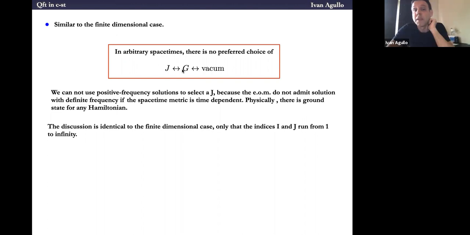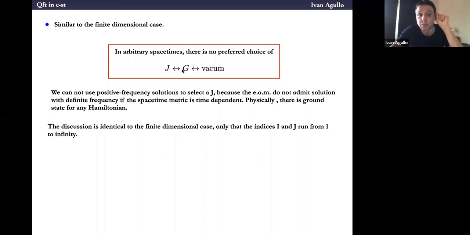So in general, the same. Also, there are many Hamiltonians because remember, a Hamiltonian is associated to a foliation. Different foliations give you different Hamiltonians. And none of them have ground states because they are time dependent in general geometries. So you cannot use ground states. There are no ground states in arbitrary spacetime. So you cannot use that to select a preferred vacuum and a preferred Fock representation.